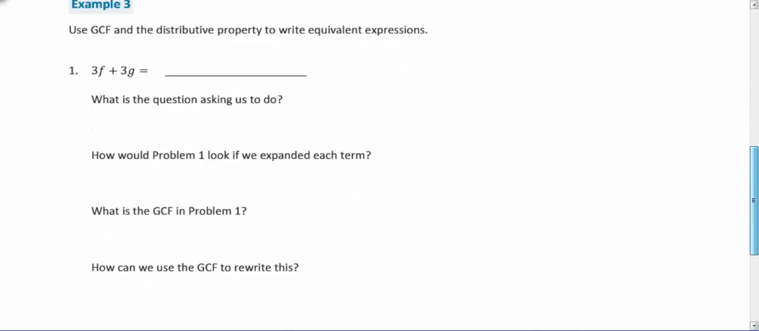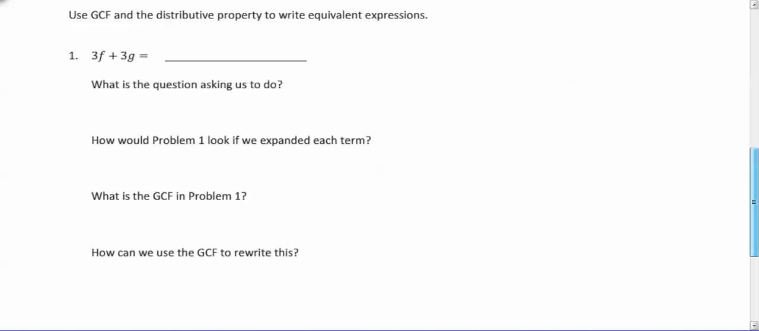Okay, so example 3, we're going to use the greatest common factor. So we're going to look at the terms of the expression, and we're going to look at the numbers, we're going to look at the variables, and we're going to pull out the greatest common factor for both. So we've got to make sure we can divide that number into both terms, okay? Or multiply that to get both terms.